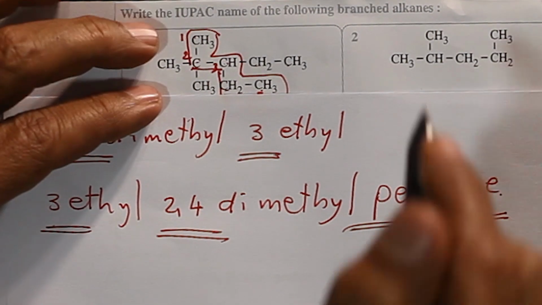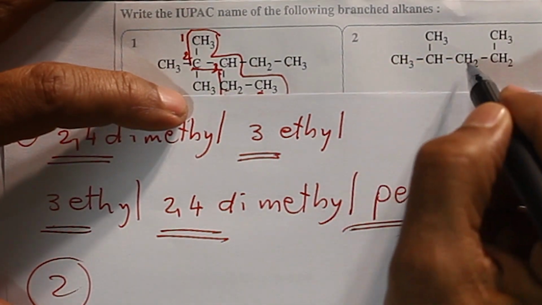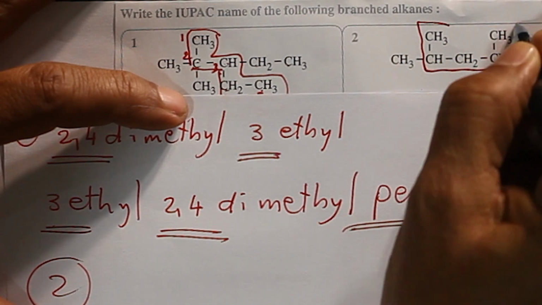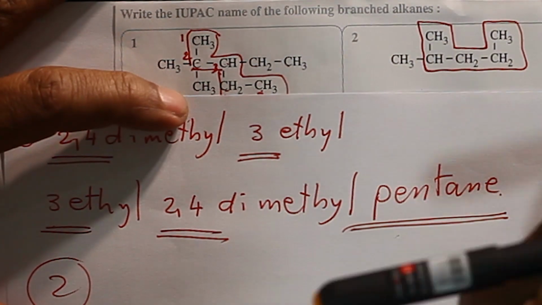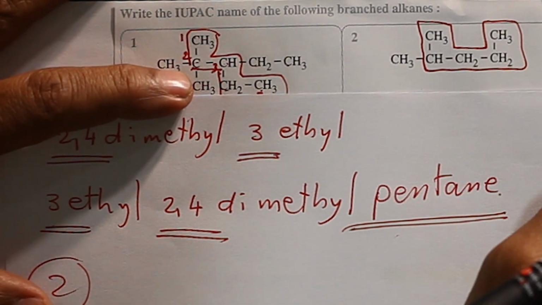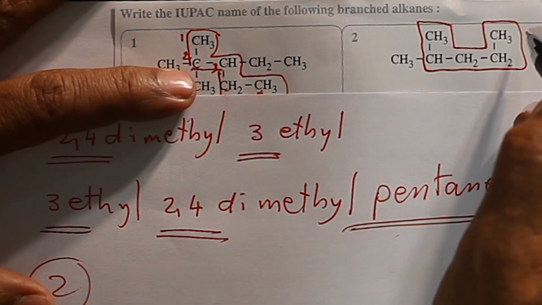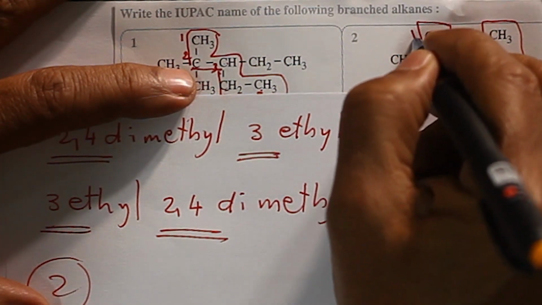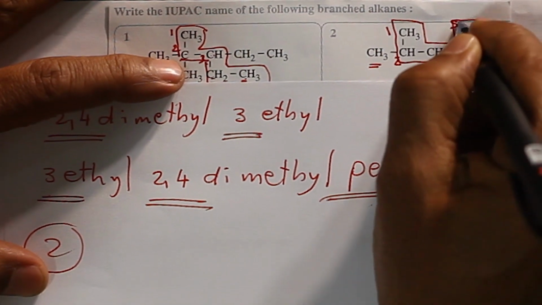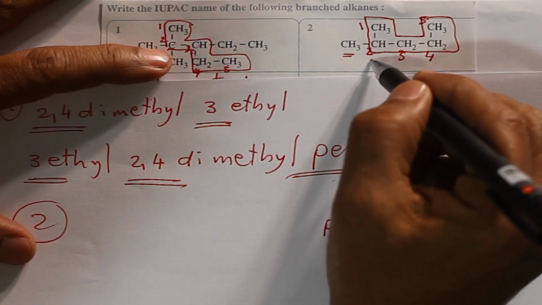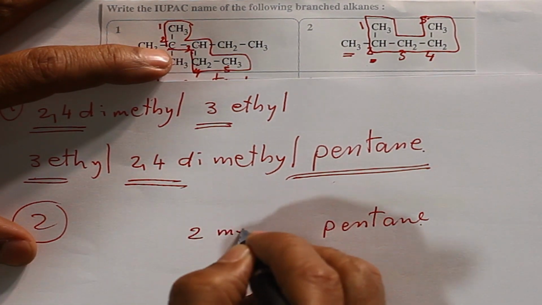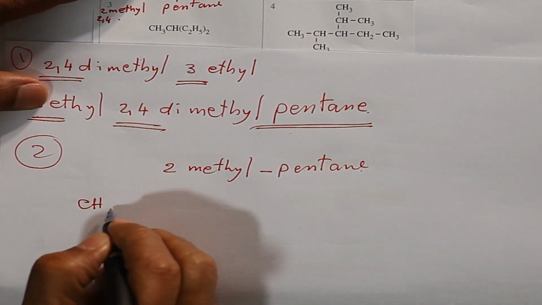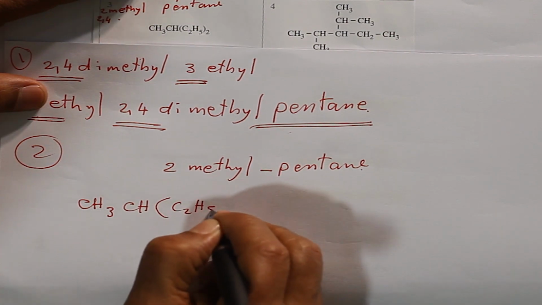Another example, number 2, we can choose 1, 2, 3, 4, 5. We can get this chain as U shape. It is new for us. We will start to numbering from this end or this end. This end is nearly to the methyl. So 1, 2, 3, 4, 5. Pentane. At carbon number 2, methyl. 2-methyl pentane.